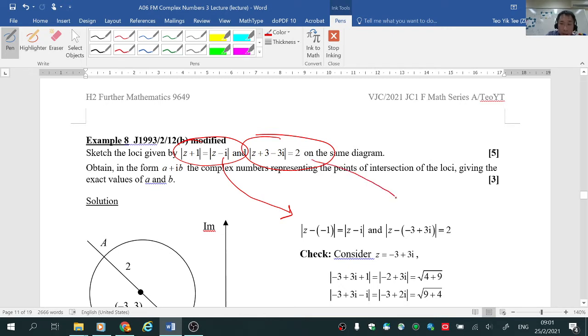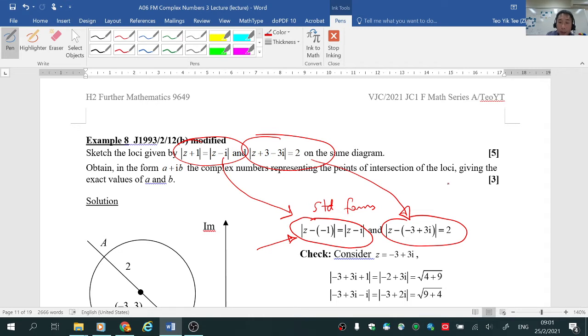Similarly, this looks like a circle, but you need some adjustment to make it into the standard form. So once you write it into the standard form down here, these two are your standard forms. You can see very clearly this is a perpendicular bisector of the line segment joining -1, 0 and 0, 1. And then this is a circle centered at -3, 3, radius of 2.